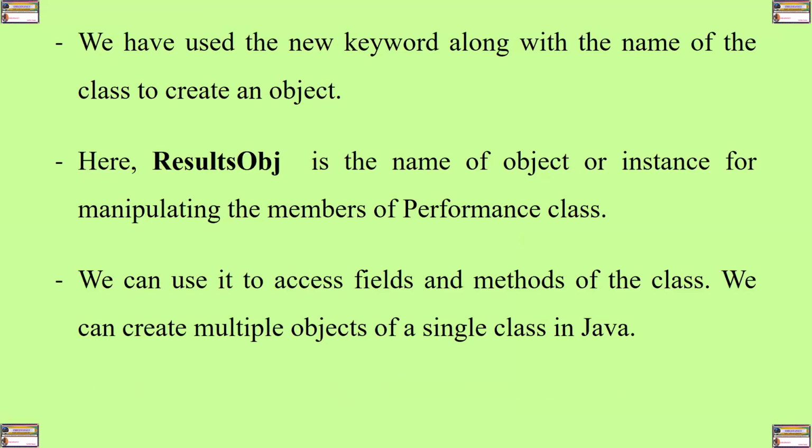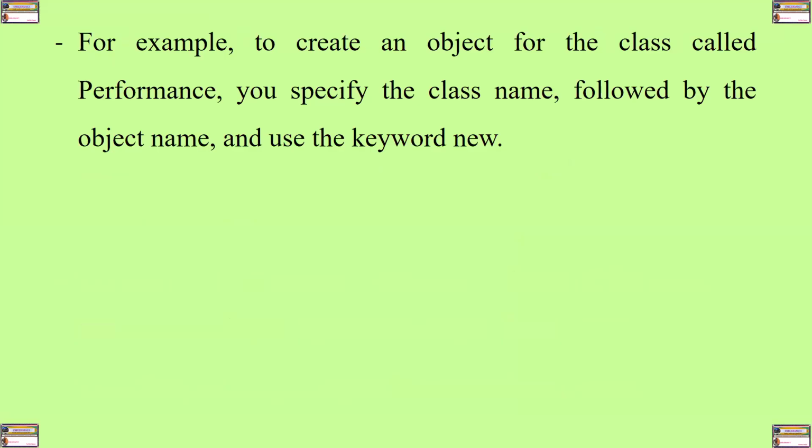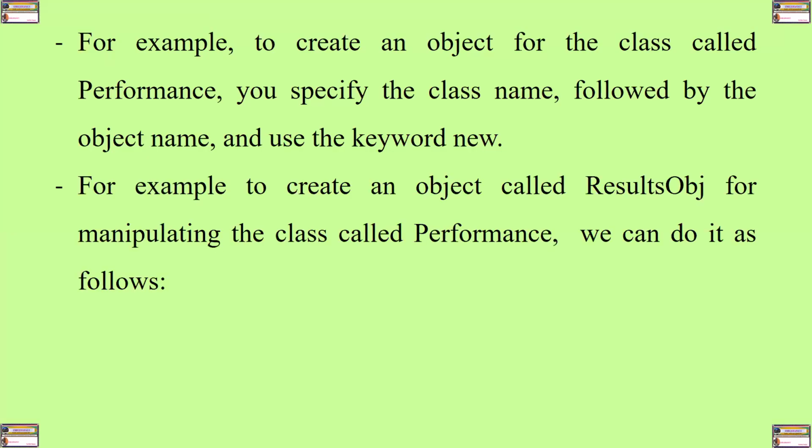Therefore, in Java, an object is created from a class. For example, to create an object for the class called performance, you specify the class name followed by the object name and use the keyword new. I repeat, to create an object for the class called performance, you specify the class name followed by the object name, and then you use the keyword new.